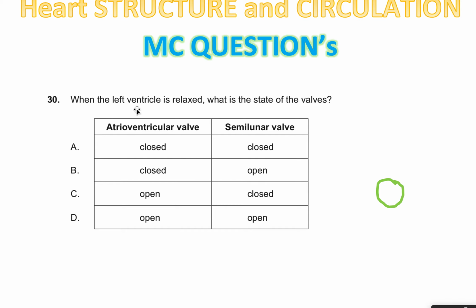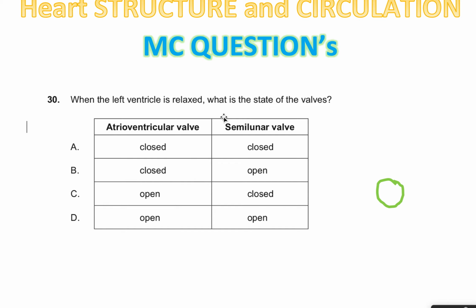So when the left ventricle is relaxed, what is the state of the valves? So what do they mean by relaxed? Since we know the heart is a muscle, relaxed means that it is not contracting, okay? So when they mean the left ventricle is relaxed, it means it is not doing anything. It is not contracting. So during this time, what is the state of the valves? And by state, they mean is the valve open or closed?